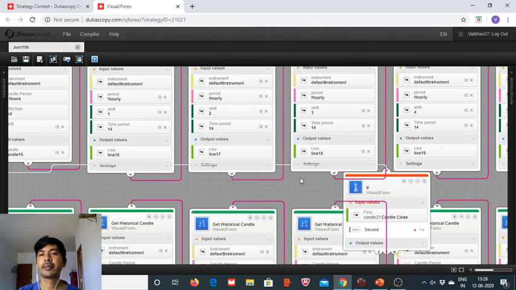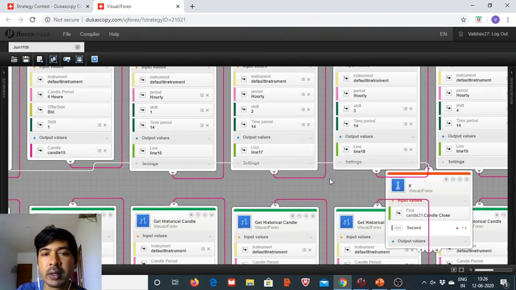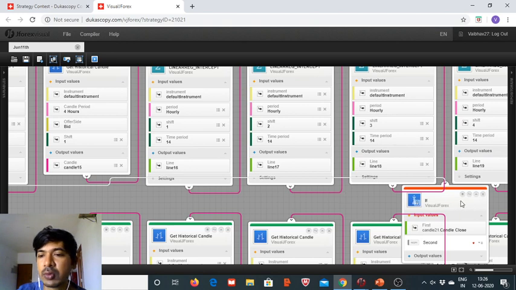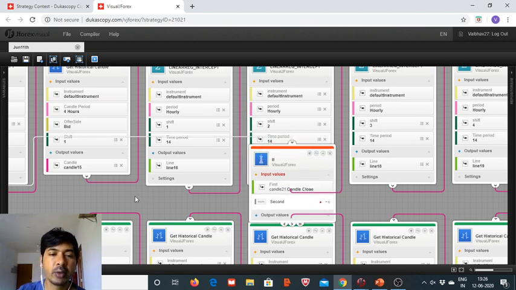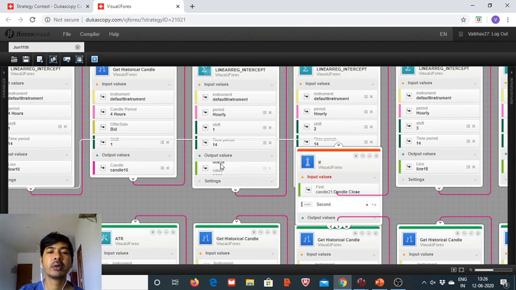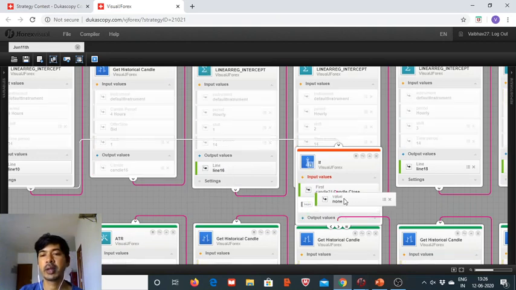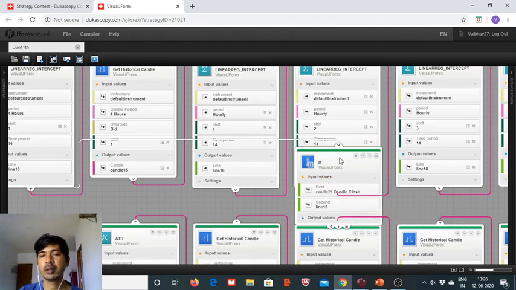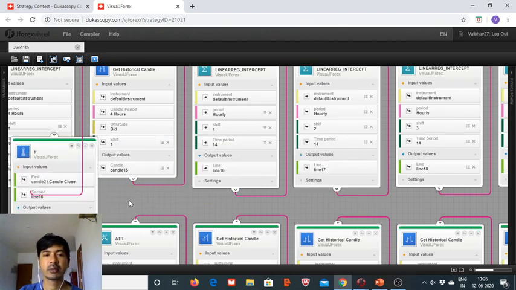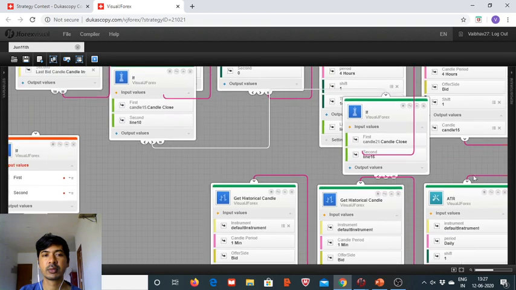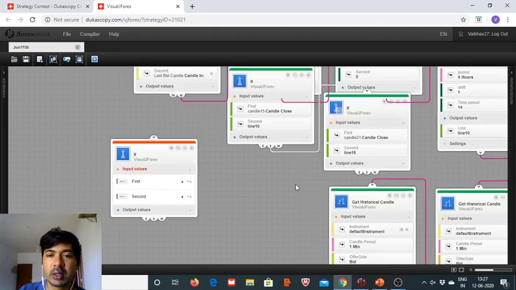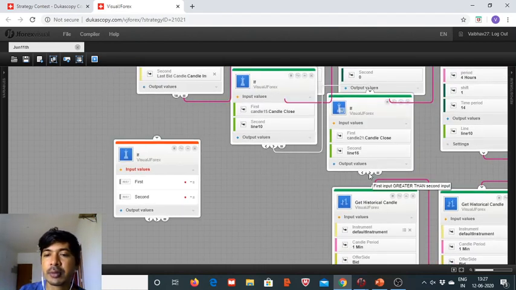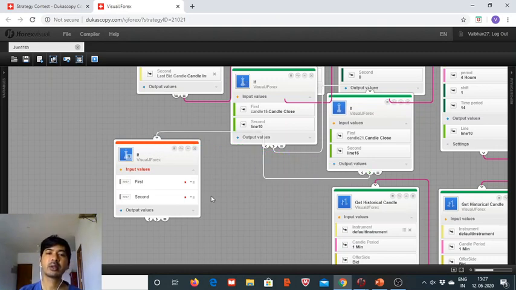And then will be the time to go back in time actually and do the comparison. So here candle 21 close should be greater than line 16. Okay, it should be greater, so that means it has closed above the linear regression intercept levels.